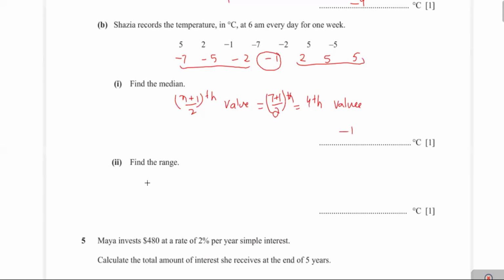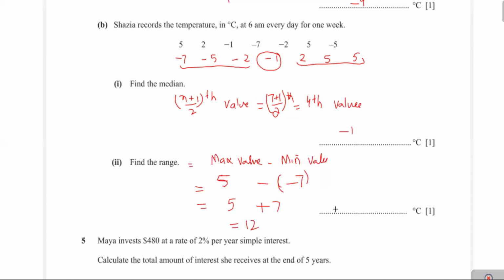Find the range. Range is the maximum value minus the minimum value. Therefore, we write the maximum value minus minimum value. Now, the maximum value here is 5 and the minimum is -7. We write 5 minus, and the minimum is -7. Therefore, maximum minus minimum is the range. Now we write 5 minus minus 7, which is 5 plus 7.